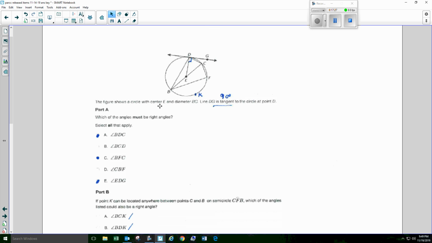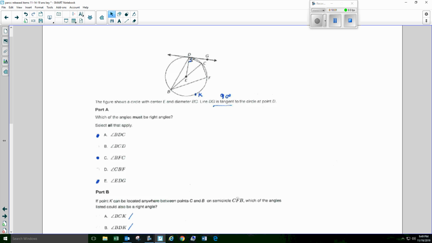We have the figure shown as a circle with center E, diameter BC. Remember, diameter goes through the center. And DG is a tangent. Remember, tangent means it's outside the circle, it only touches the circle at one point. And then you've got to remember from earlier on, we looked at characteristics of a circle, that a tangent is perpendicular to the radius. When I connect that segment to the center of the circle, it's 90 degrees. Again, earlier vocab, we studied the circles. Okay. So it says, which of the angles must be right angles?